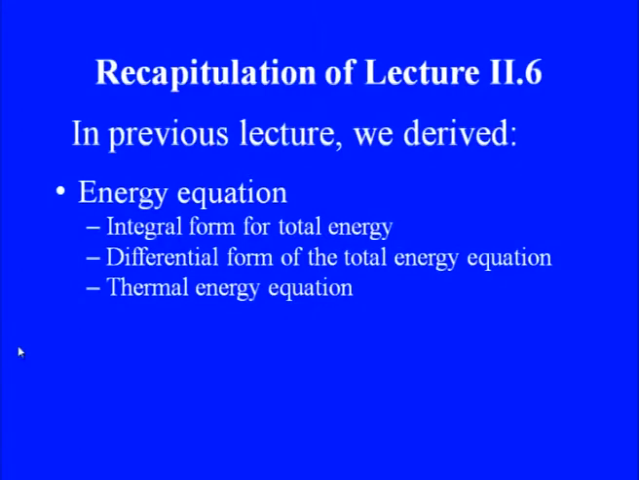Just a brief recap of what we did in last lecture. We derived energy equation starting from the first law of thermodynamics. We obtained the integral form for the total energy, and thereafter we invoked Gauss divergence theorem to obtain the differential form of the total energy equation. From that we subtracted mechanical energy equation and we obtained a thermal energy equation and its different forms. In this lecture we would focus on scalar transport, mathematical classification and boundary conditions which we require in flow problems.